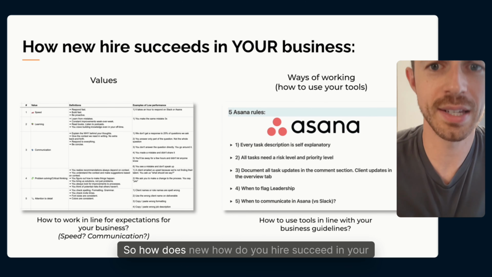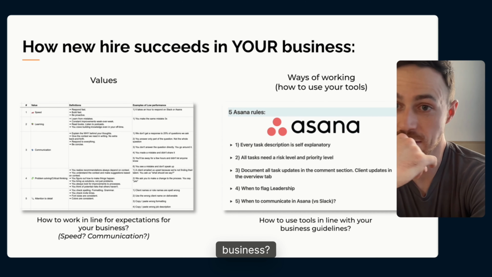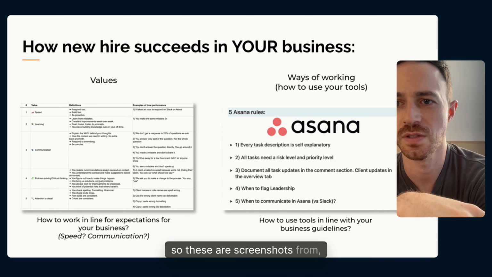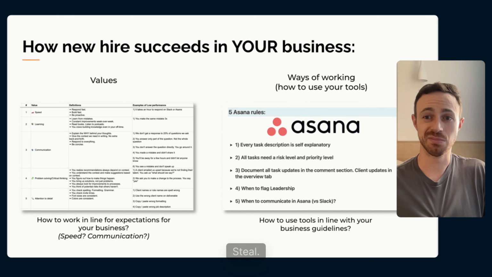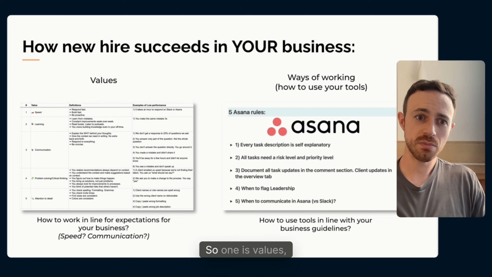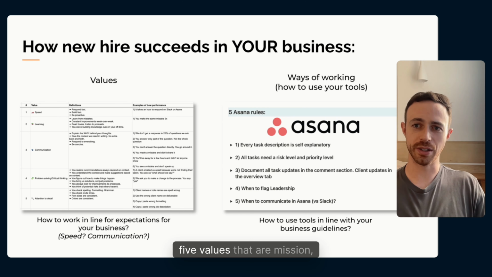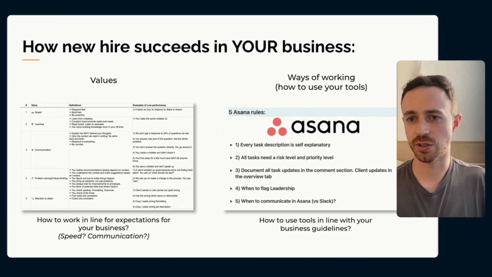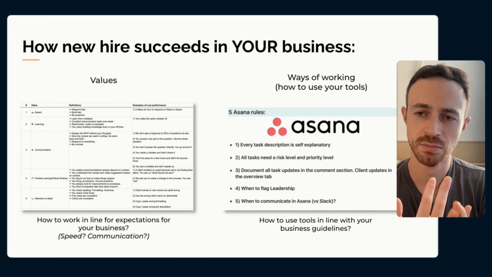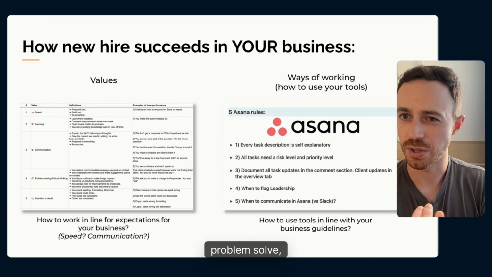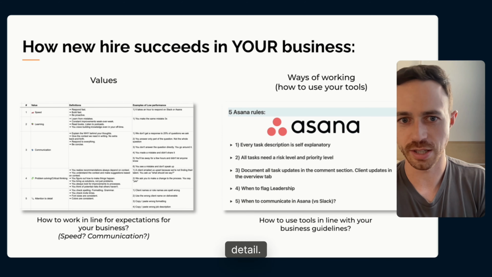Okay, cool. So how do new hires succeed in your business, right? These are screenshots from Talent HQ, from our business, and steal them. Steal what works if you don't have them, right? So one is values, right? I have 5 values that are mission critical for the business: speed, learn fast, communicate well, problem solve and critical thinking, and attention to detail.